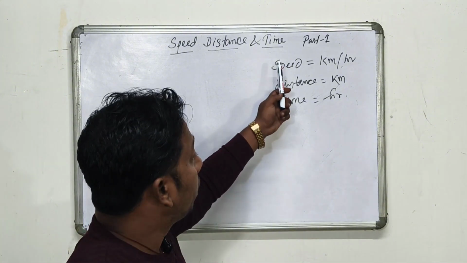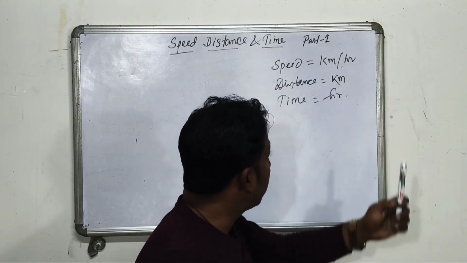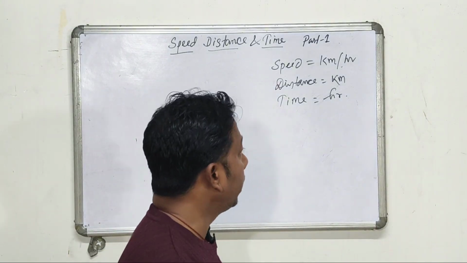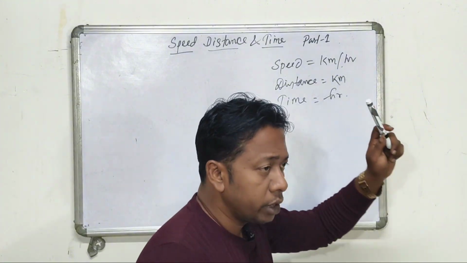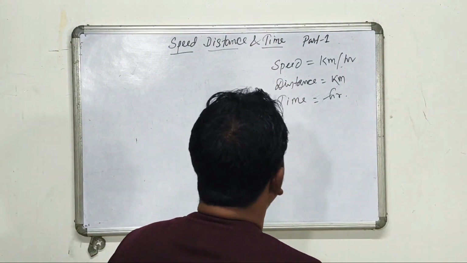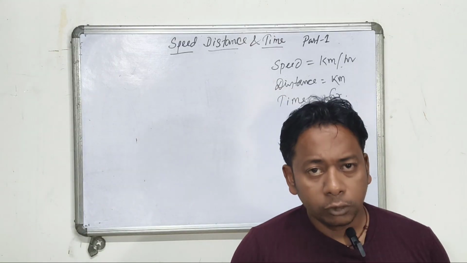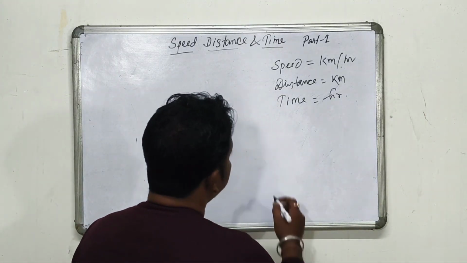Whenever we find out the speed, definitely we have to give the unit, like kilometer per hour or meter per second. In case of the distance, the unit should be the kilometer or meter, and in case of time, the time unit should be hour or second. Clear? So what will be the formula of the speed?